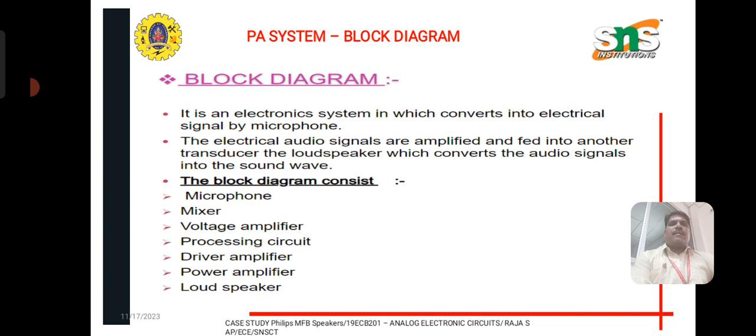The PA system block diagram consists of seven important components. First is the microphone, where you transmit your signal. Second is the mixer, where you mix all the signals. Third is the voltage amplifier, used to amplify the input signal. Fourth is the processing circuit, where you can process all the input signals. Next is the driver amplifier, which is used to increase the sound of the device. Then the power amplifier, which is used to increase the power of the input signal. The last one is the loudspeaker, to deliver the output.